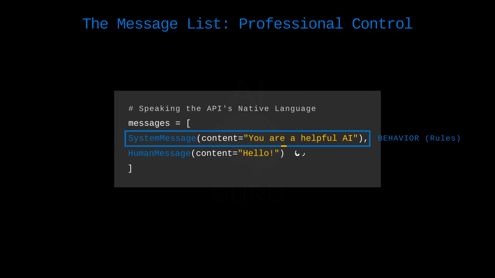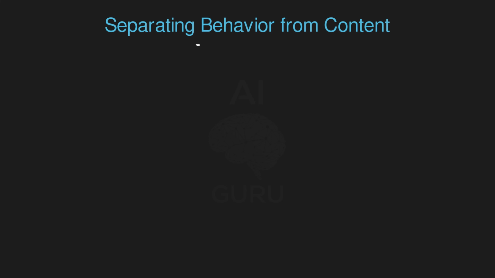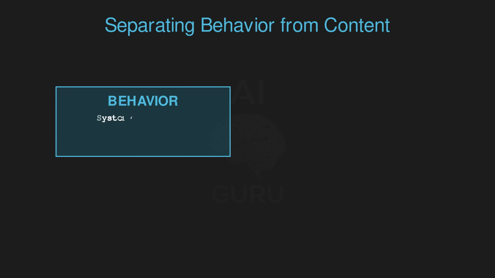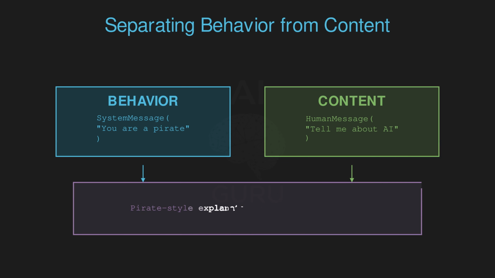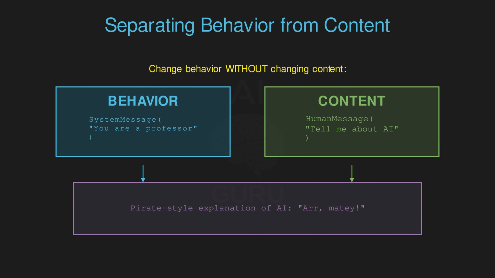If I'm a developer listening to this, I might be thinking, why do I need to type out all these class names? Why not just send a string formatted like a script? You could do that, but then you're relying on the model to parse your string correctly. By using the object system message, human message, you are speaking the API's native language. You're explicitly telling the API, this part is instruction, this part is input. It's safer, and more importantly, it allows you to separate the behavior from the content.